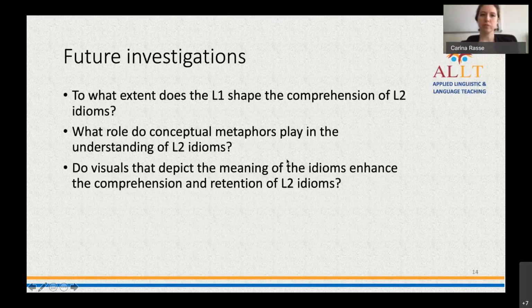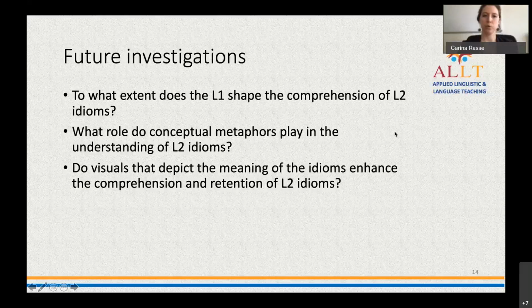For my future investigations, first of all, I'd like to study, more concretely, how one's native language shapes the comprehension of idiomatic expressions. Of course, much research has been done in this direction, but I make comparisons between languages that are different, like German and Russian, which are quite different. Still, maybe there are some universal aspects in that.